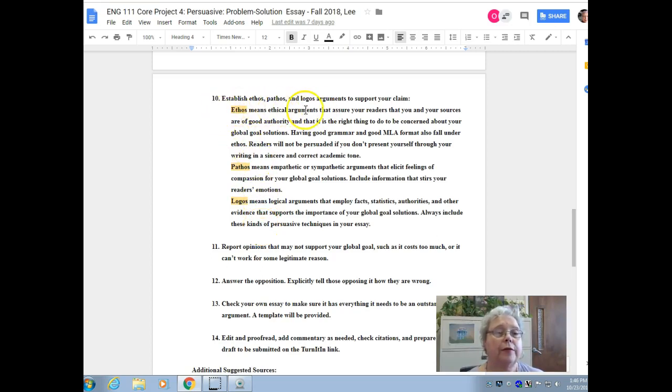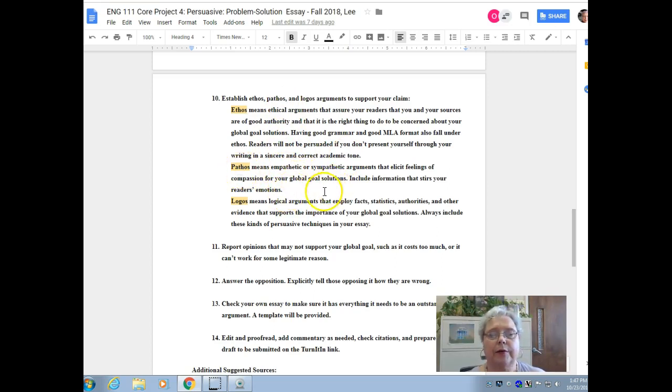Ethos means ethical arguments that assure your readers that you and your sources are of good authority. It is the right thing to do to be concerned about the global goal you've selected. And just writing it well, having good grammar, good MLA format, all of that assures people that you are a person that is to be respected, and that is also an ethical argument.